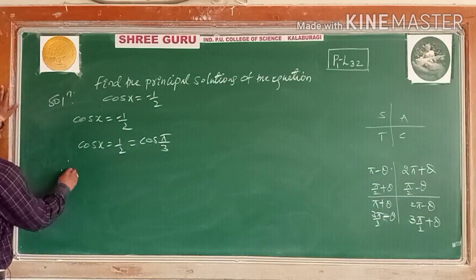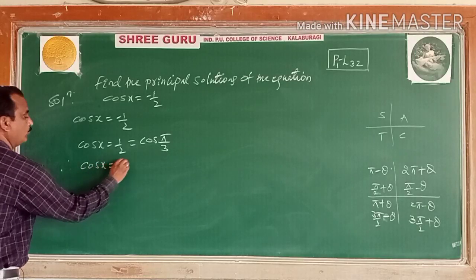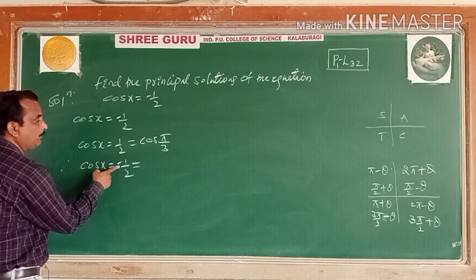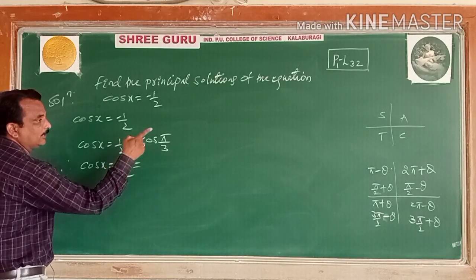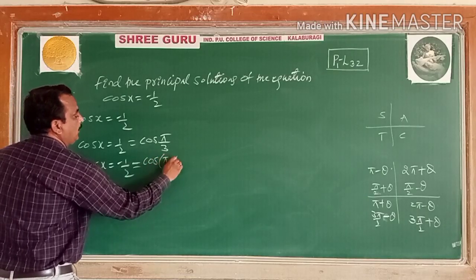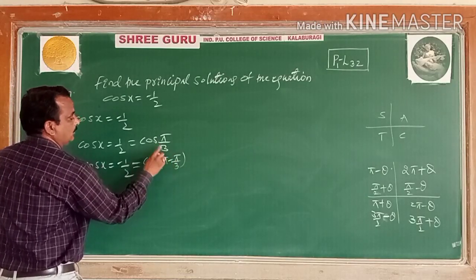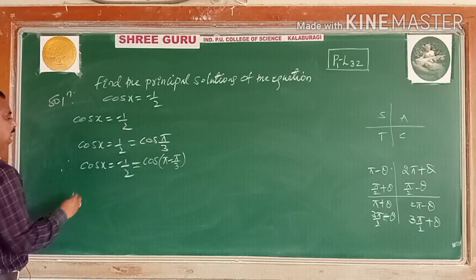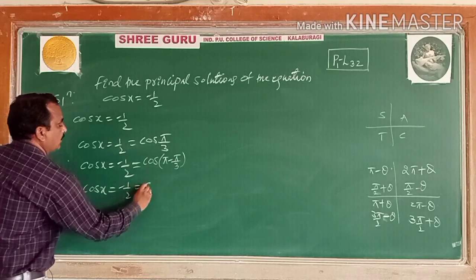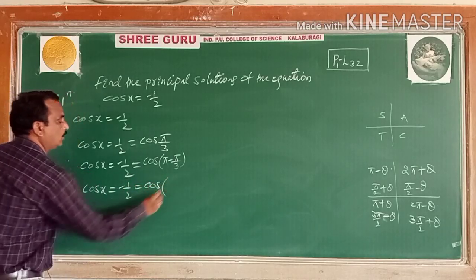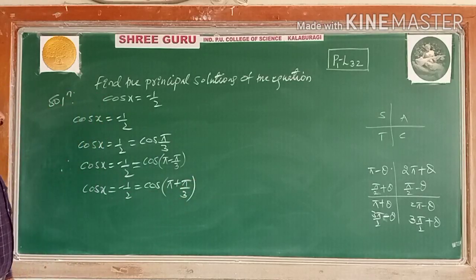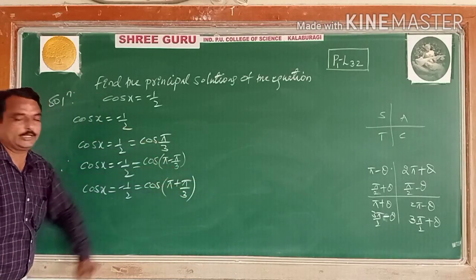So therefore, cos x equal to minus 1 by 2. 1 by 2 means pi by 3. Because of the negative, where cos is negative, second quadrant and third quadrant. So writing the second quadrant value here, pi minus pi by 3. And for the third quadrant, cos x equal to pi plus pi by 3. Whatever that 1 by 2 value is, you should take that value here.